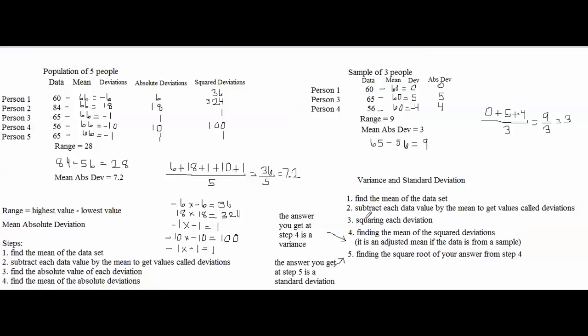So now we finished step 3, we've squared each deviation. The next step is finding the mean of the squared deviations. I mentioned an adjustment here. We actually don't do any adjustment if the data comes from an entire population, like it does here. We just find the mean of the squared deviations. So how do we do that? Well, the mean of the squared deviations will just be the total of the squared deviations divided by 5. It's just the mean of these 5 numbers. So let's add those 5 numbers and divide by 5.